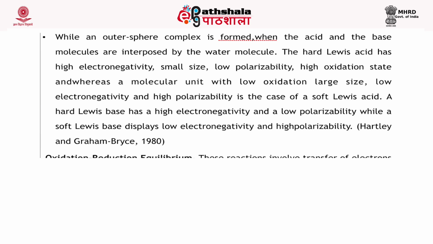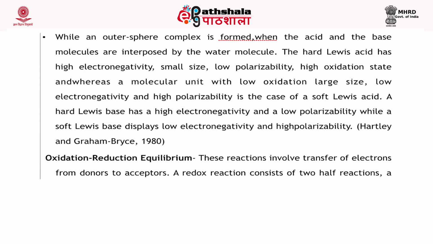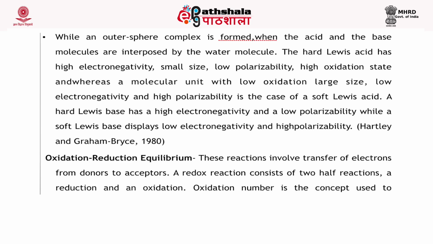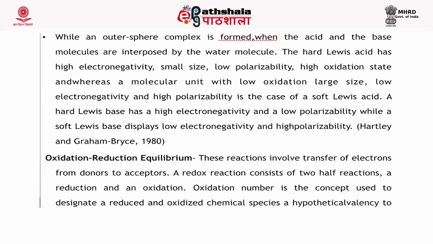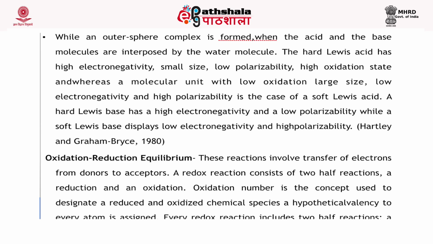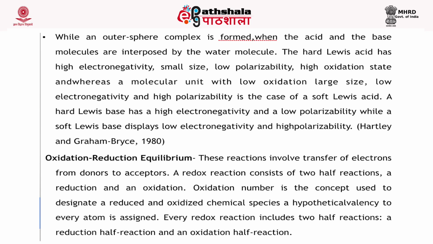Next is the oxidation and reduction equilibrium process. These reactions involve transfer of electrons from donor to acceptors. A redox reaction consists of two half reactions, a reduction and an oxidation. Oxidation number is the concept used to designate a reduced and oxidized chemical species. A hypothetical valency is assigned to every atom. Every redox reaction includes two half reactions, a reduction half reaction and an oxidation half reaction.